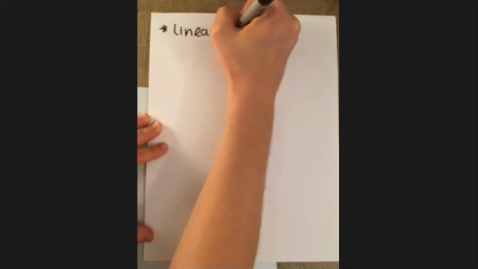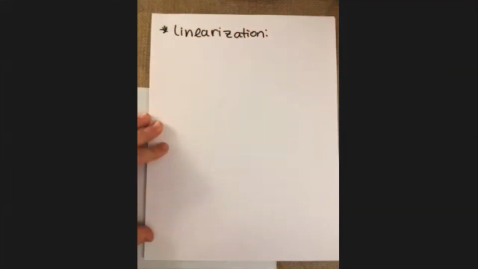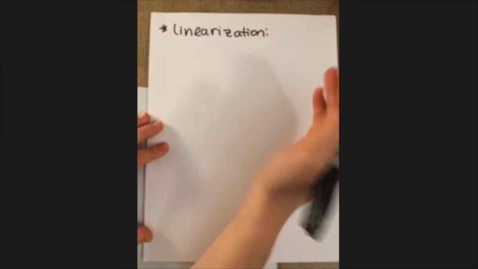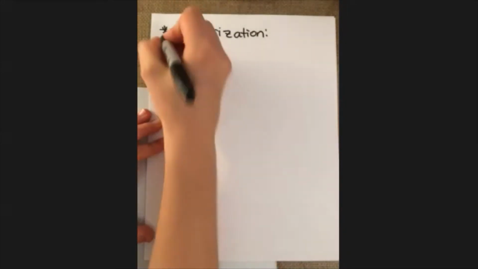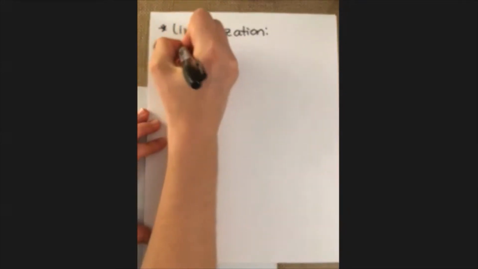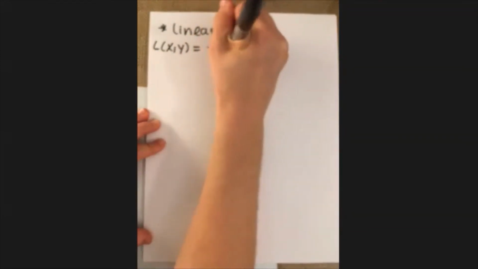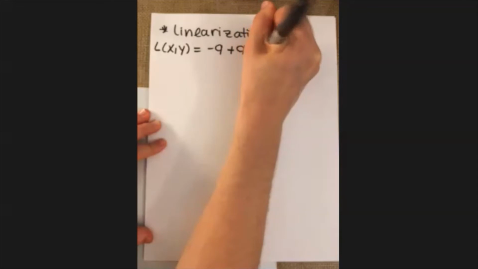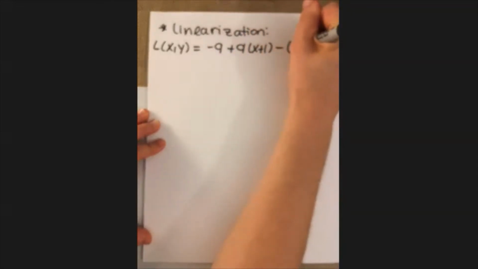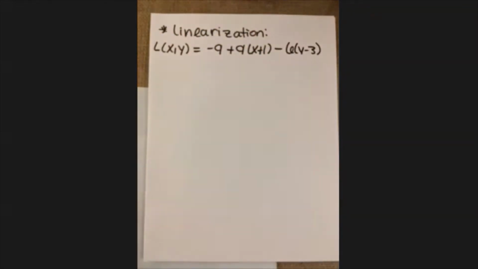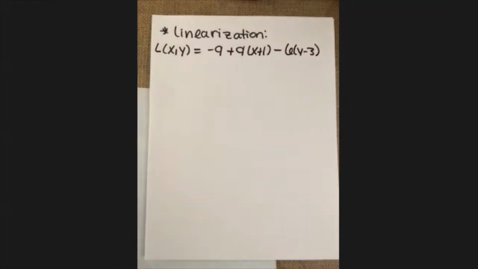If we want, we can take a moment to look at what the linearization of that is, just so we can be a little bit more clear about what that looks like. It's really just the exact same idea as the tangent plane. The only difference is that we now call this L of x y instead of putting a z here. And this is equal to -9 plus 9 times x plus 1 minus 6 times y minus 3. So that's pretty much all there would be to that.